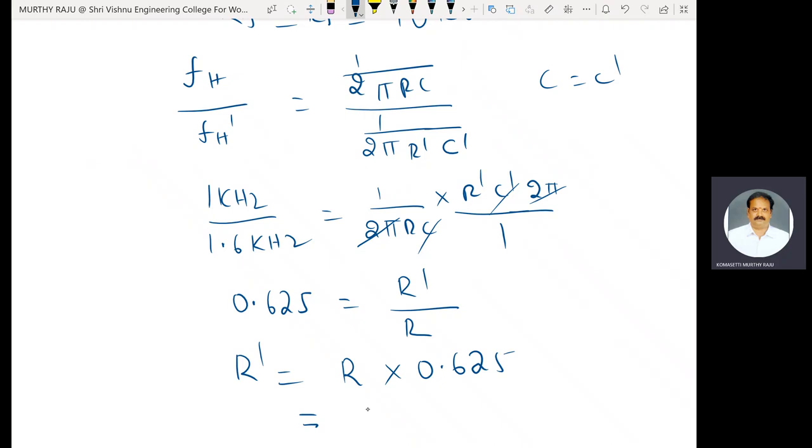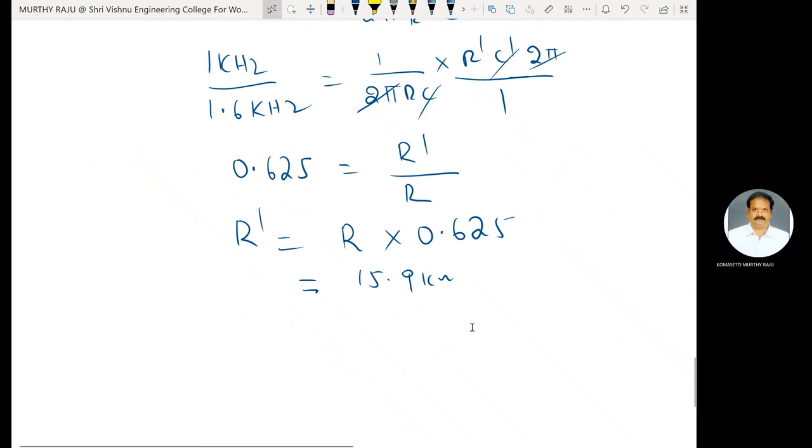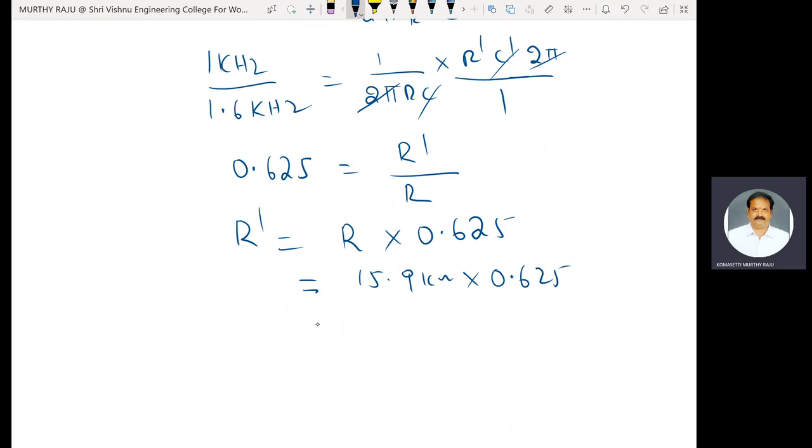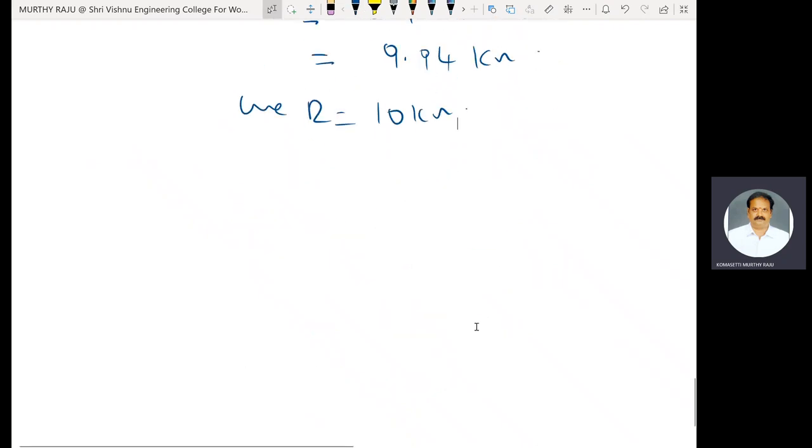Therefore, R dash is equal to R into 0.625. The R value is 15.9 kilo ohms. That is equal to 15.9 kilo ohms into 0.625, that is equal to 9.94 kilo ohms. 9.94 kilo ohms is not a standard value. Therefore, we use R value of 10 kilo ohms. By using this potentiometer, 10 kilo ohms is adjusted to 9.94 kilo ohms. This is the filter design circuit.